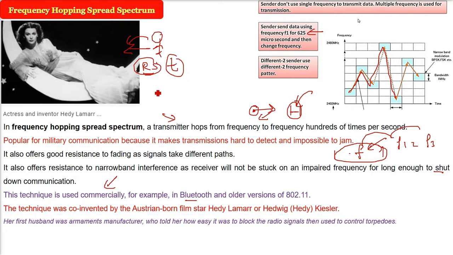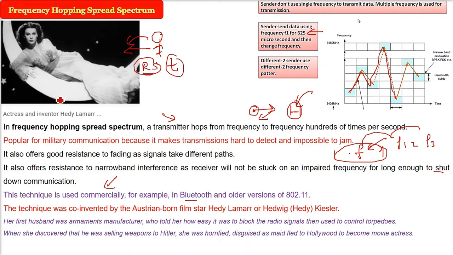When she came to know that her husband was selling weapons to Hitler, she was horrified, and then she just left. She fled, disguised as a maid, came to Hollywood, and became the famous movie actress Hedy Lamarr. She invented frequency hopping, and she actually helped the Allied war effort, everyone against Hitler, the Allies.